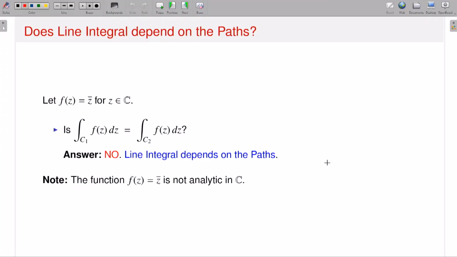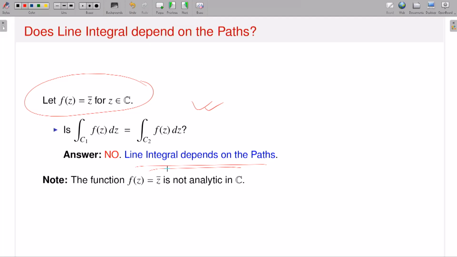Now just the same kind of contour I will take. I have a point 1, I have a point minus 1, I have a straight line, and I have a semicircle. Now for the function f of z equal to z bar, it is taking two different values if I take the corresponding contours C1 and C2. So that's the conclusion. Let f of z be equal to z bar. Then the question is, is the contour integration over C1 the same as the contour integration over C2? The answer is no. The line integral does depend on the paths.